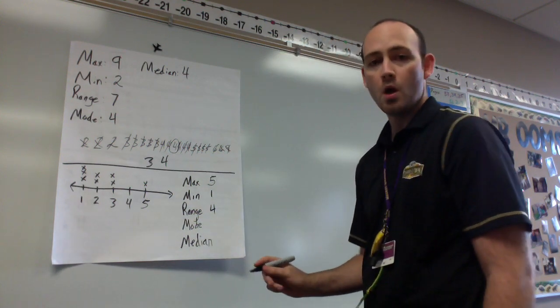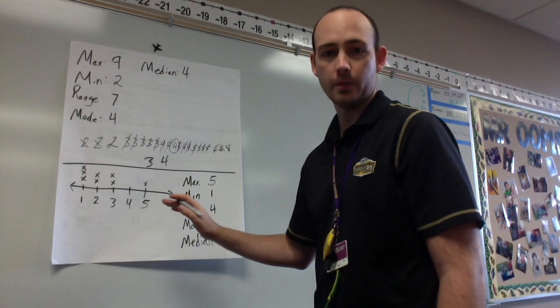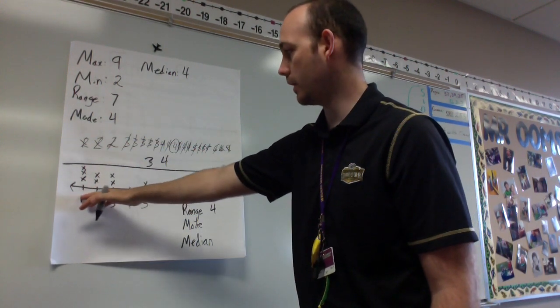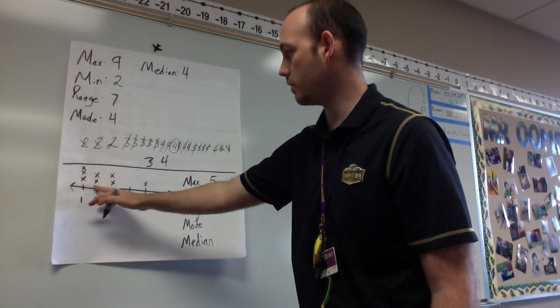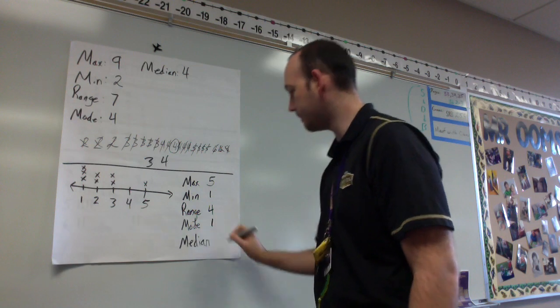The mode. Which number showed up the most? Remember, on a plot diagram, it's going to be the one that has the highest amount of values. So we're looking, we have 3 here, 2, 2, 1. So 1 shows up the most. So our mode is 1.